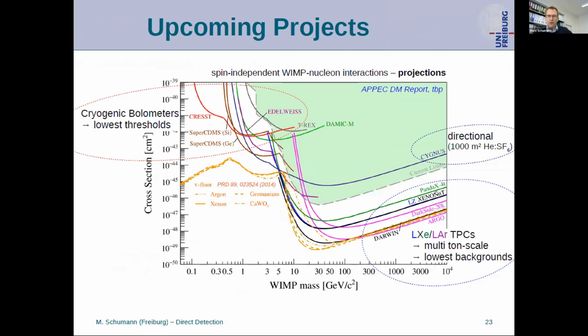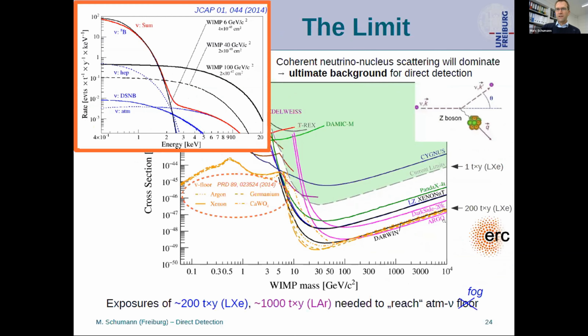So what are upcoming projects? If we go to the projections plot, we see that the goal is, of course, to reach down to this line of the neutrino floor that I will mention in a second. The cryogenic bolometers focus on lowest thresholds to really explore this low-mass WIMP region here, while the liquid xenon and liquid argon TPCs will go for the multi-ton scale, so 5 tons, 6 tons. The projects down here are 20 tons or even 40 tons or even 300 tons, and lowest backgrounds. So what is this limit down here, this neutrino floor?